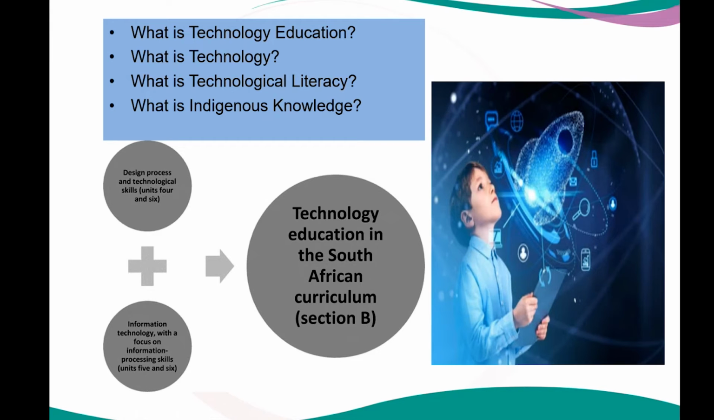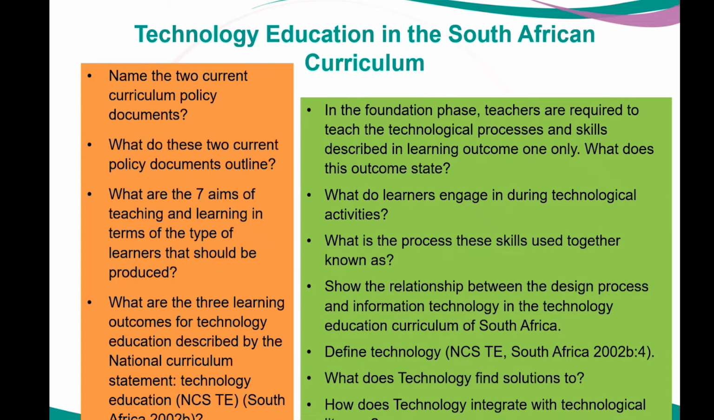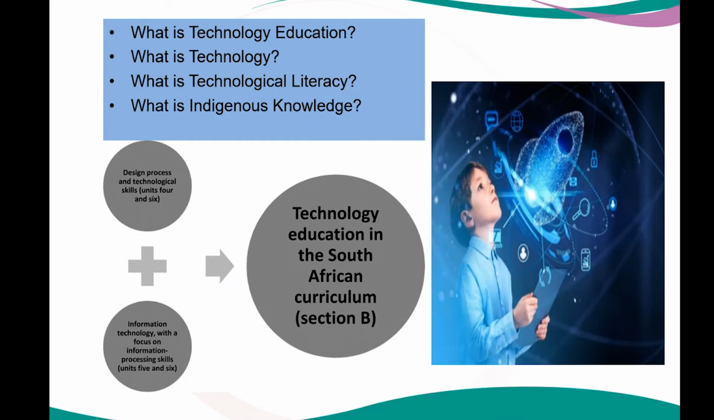There's a lot of information that you need to go through in the study guide. The unit also focuses on how the aims can be achieved when technology lessons are taught to foundation phase children. Remember, in the foundation phase, teachers are required to teach the technological processes and skills described in learning outcome 1 only. The outcome also states that learners will be able to apply technological processes and skills ethically and responsibly, using appropriate information and communication technologies.